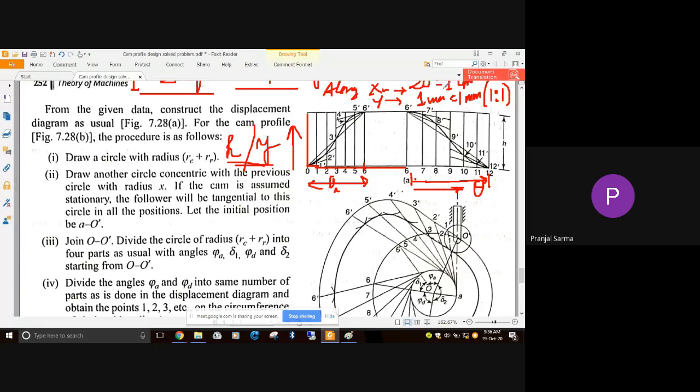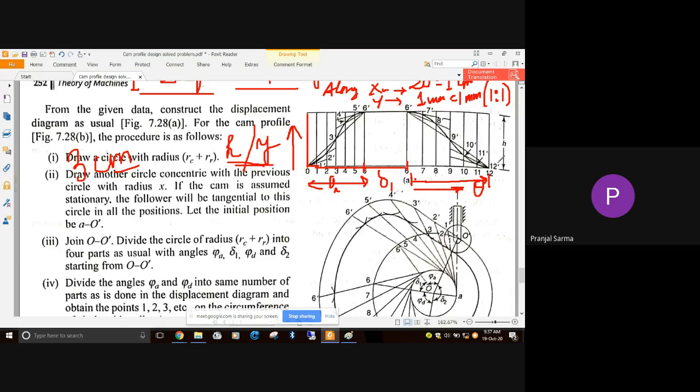I have considered 20 degrees equal to 1 centimeter. So as per that scale, 60 degrees becomes 3 centimeters. At 3 centimeters, I have to mark it. Then we have the dwell for 45 degrees. So as per scale, you'll just mark the first dwell here.